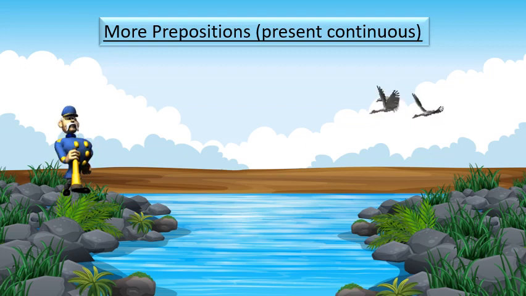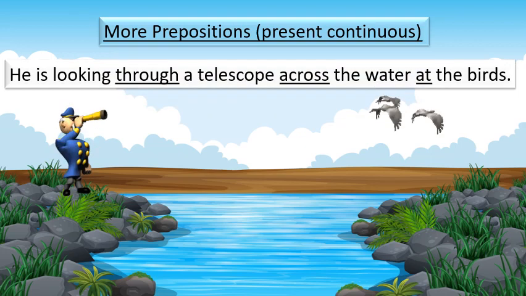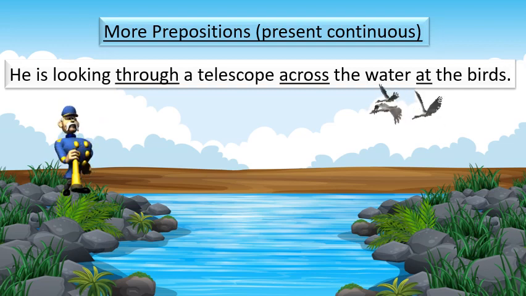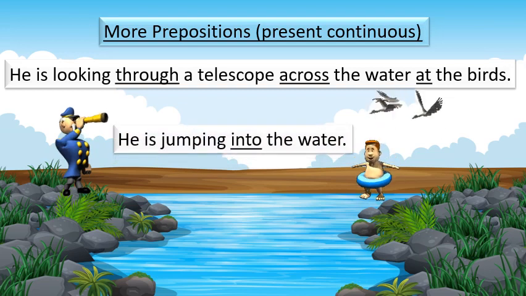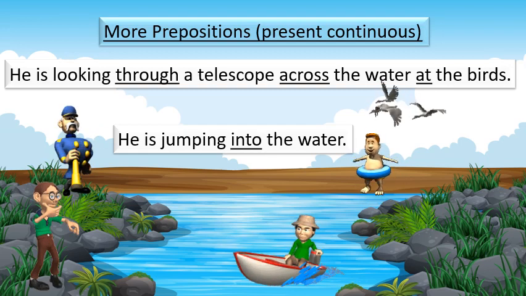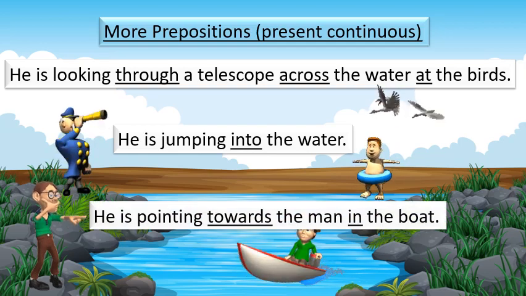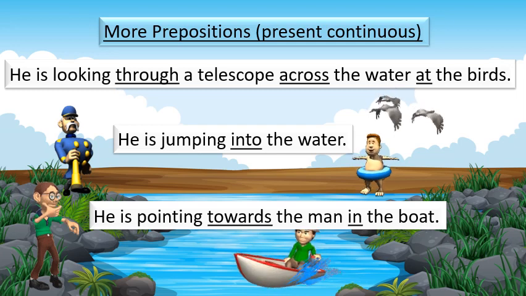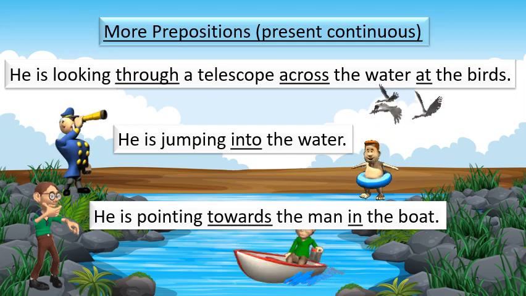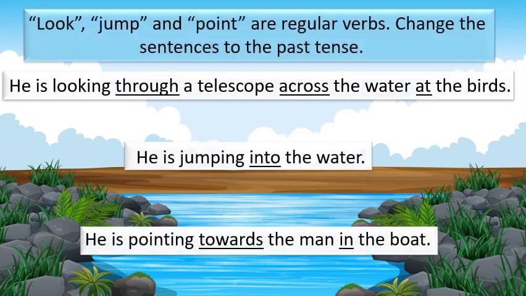More prepositions. Present continuous. He is looking through a telescope across the water at the birds. He is jumping into the water. He is pointing towards the man in the boat. Look, jump, and point are regular verbs. Change the sentences to the past tense.